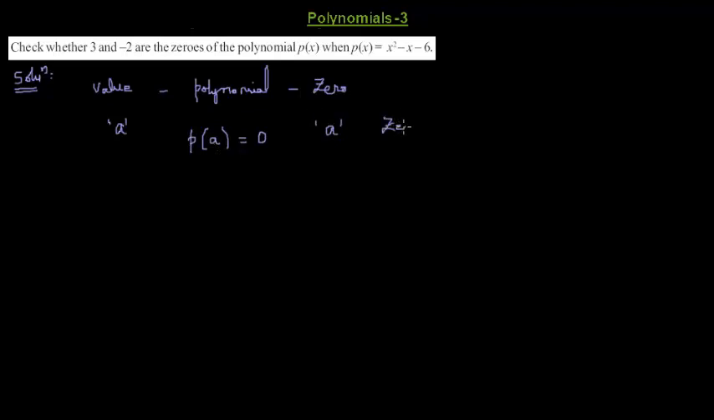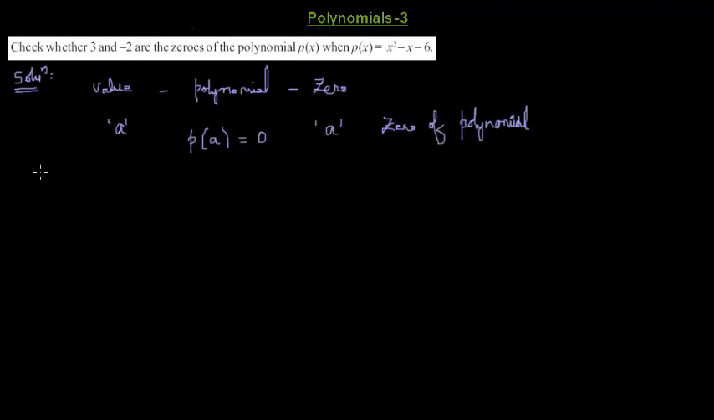Now, let us first understand what is zero of a polynomial. The value at which the polynomial becomes zero is called zero of the polynomial. That means at value a, if p of a is equal to zero, then a is called zero of polynomial.